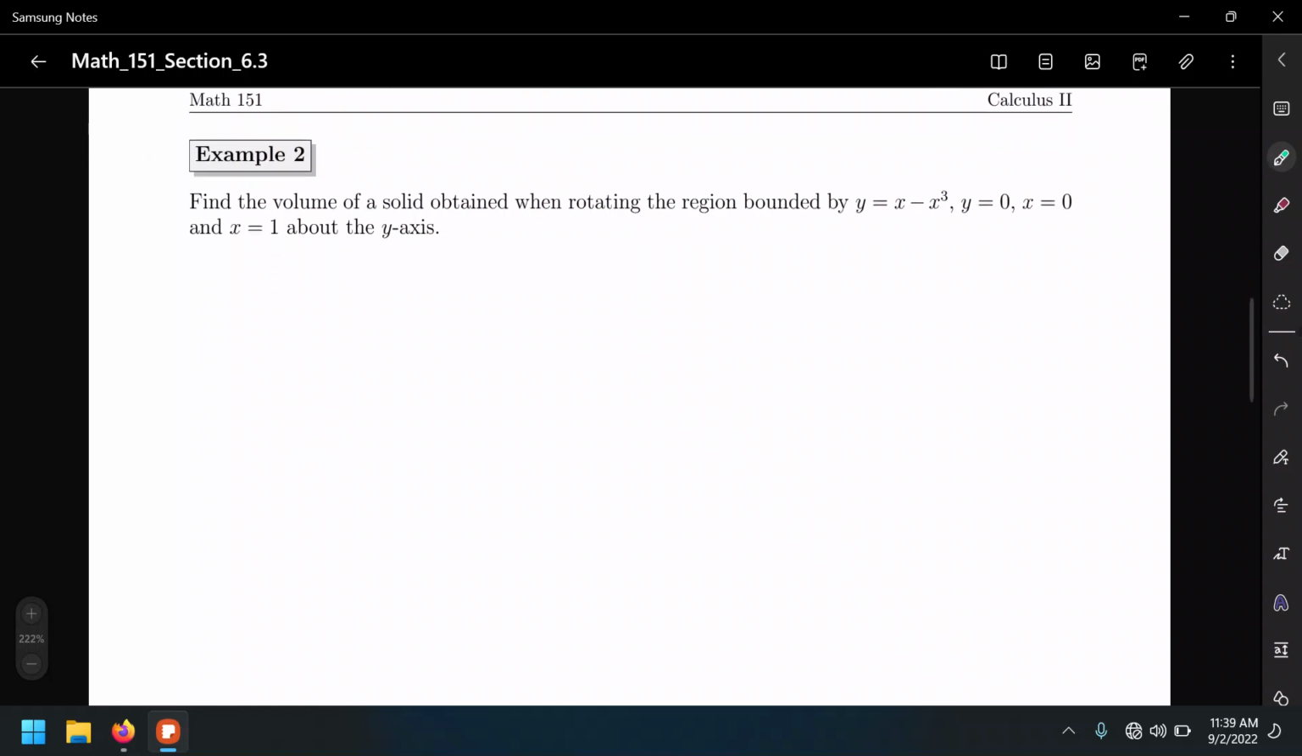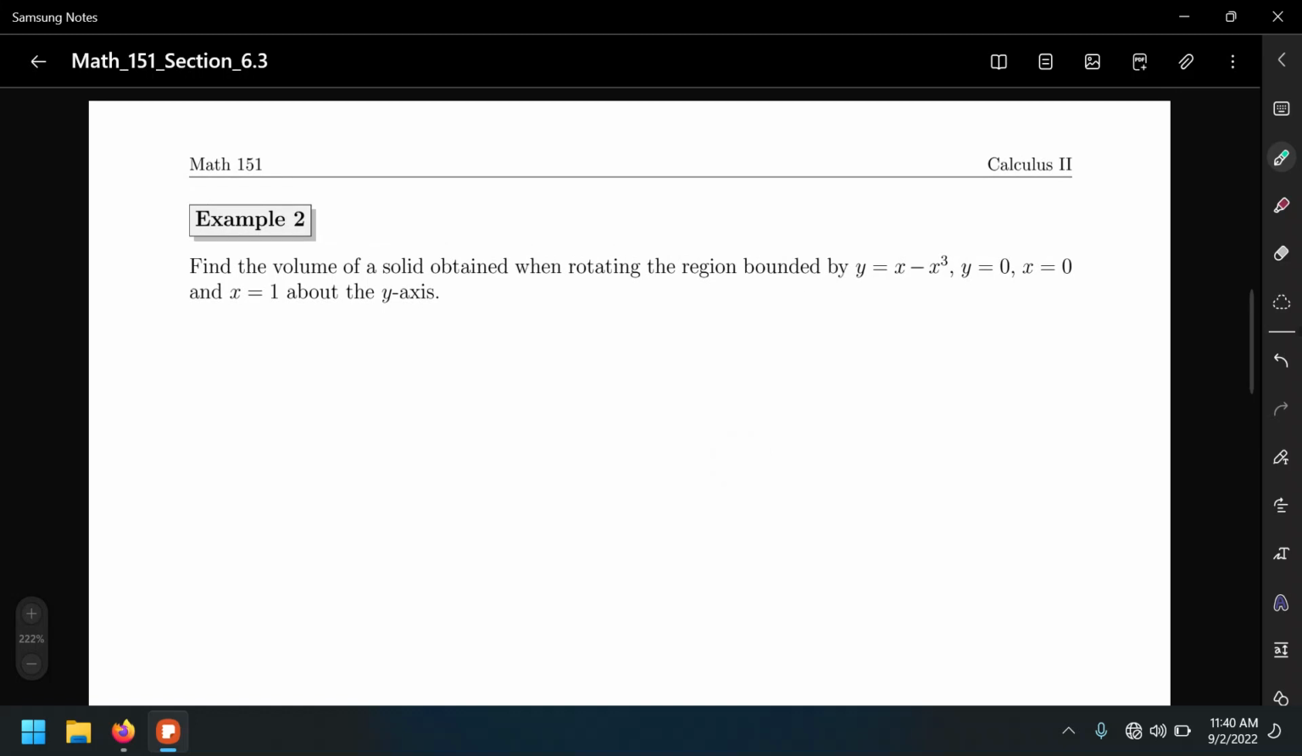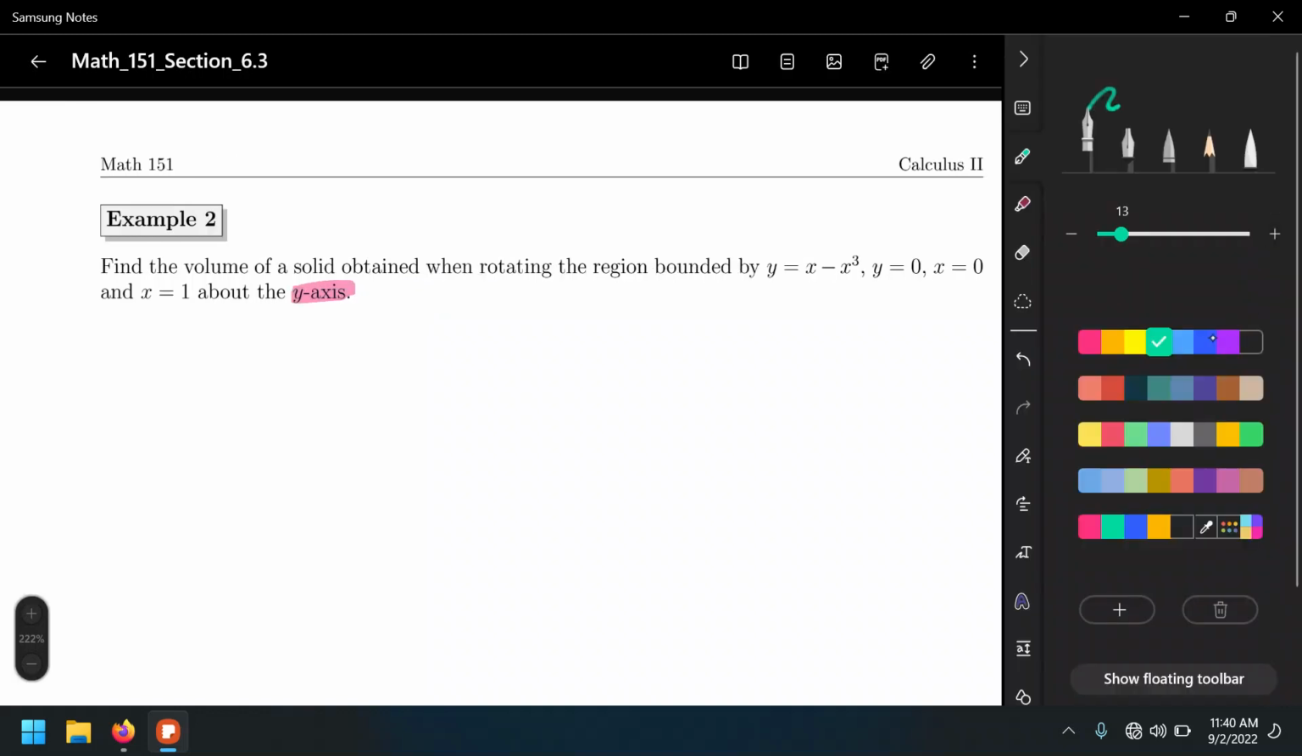So for the next example, we have: find the volume of the solid obtained when rotating the region bounded by y equals x minus x cubed, y equals 0, x equals 0, x equals 1. Well, they're giving us a lot of information here, which is good because, number one, we are going to rotate this region about the y-axis. So which functions are we going to use here? Functions of x or functions of y? Functions of x, right?